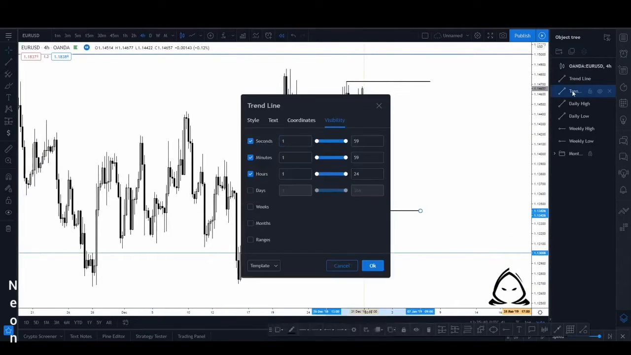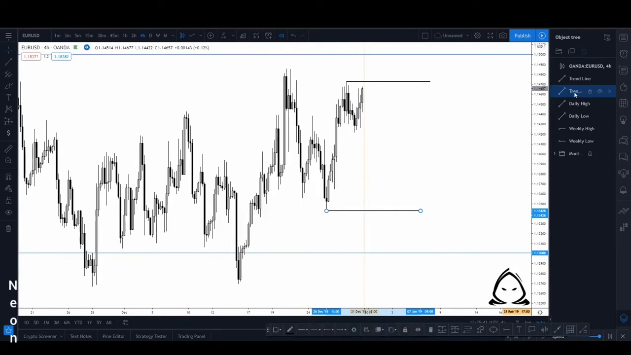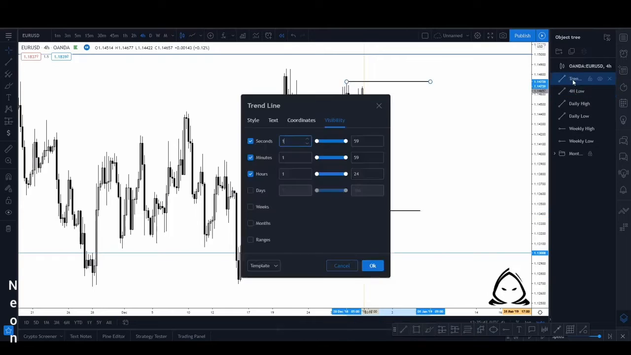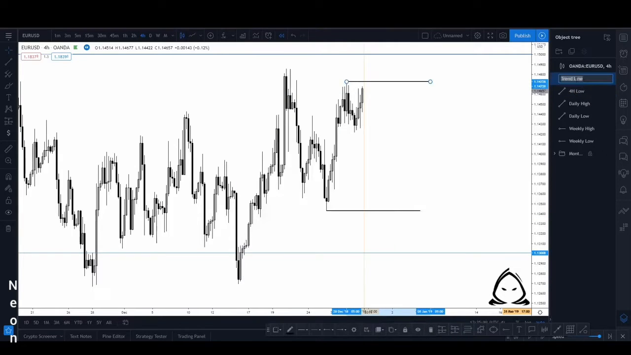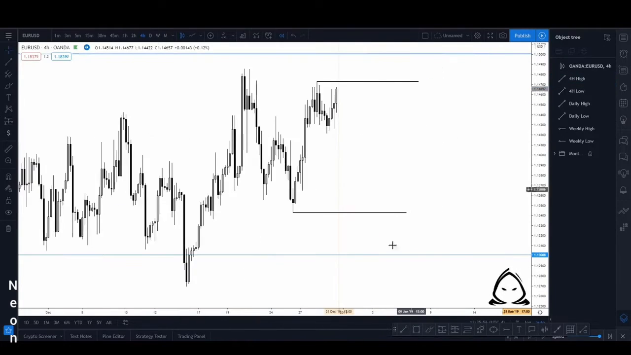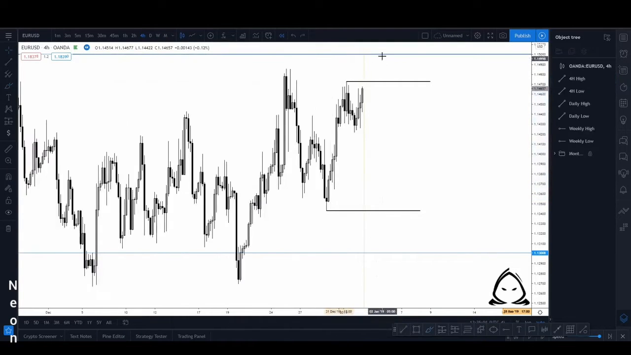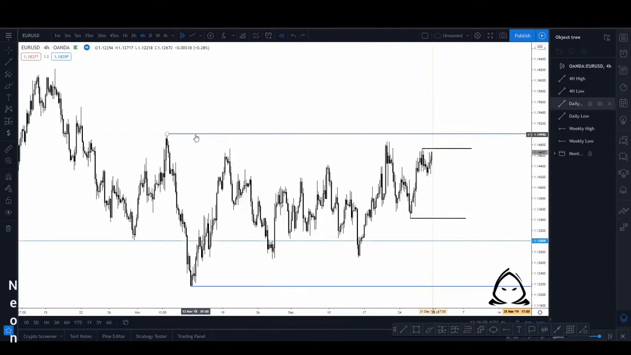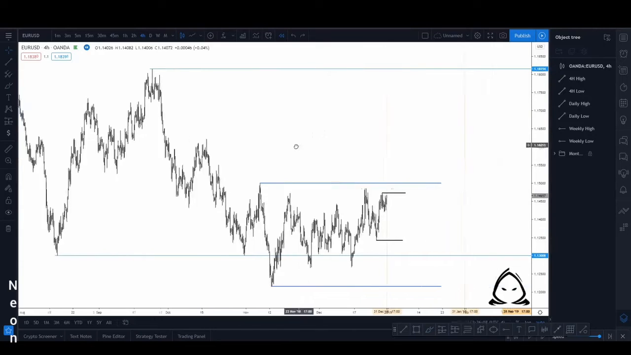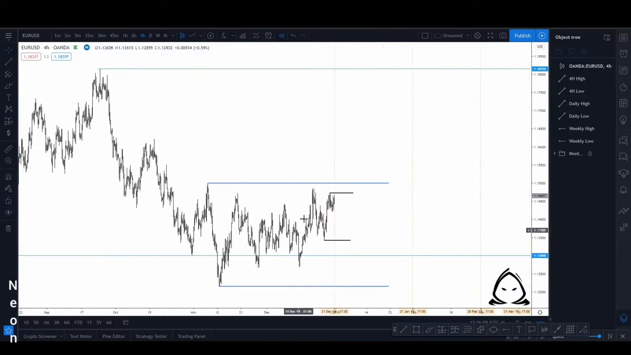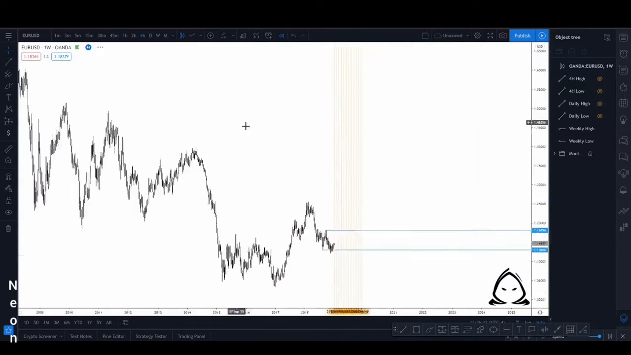So again, we'll just quickly add in a name here just to keep things organized. This is the 4-hour low, and this is the 4-hour high. Perfect. So what we can see on the 4-hour, now we're starting to make higher highs and higher lows. We're approaching the overall high of the daily. And we know that the weekly is still bearish overall, but we do have a fair amount of range when we're looking at the overall weekly chart.